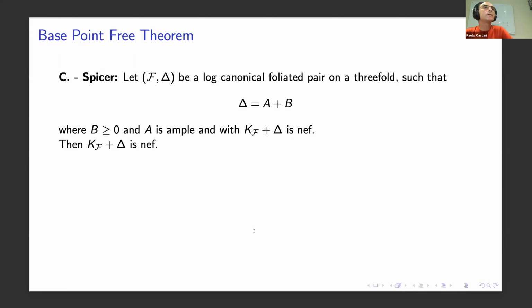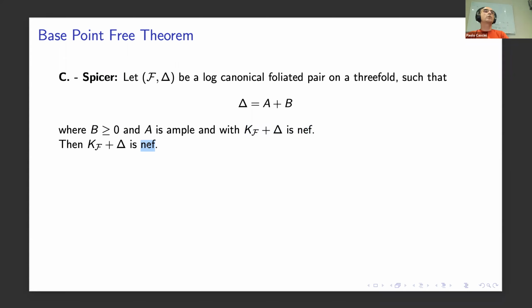Okay, a few other results in this direction. With Spicer, both in rank 1 and rank 2, we proved some version of the base point free theorem. What does it mean? Here I really need to work with pairs. I cannot take delta equal to 0. Why? Because I'm assuming it's log canonical, but like in Kawamata's base point free theorem, we assume that delta is equal to A plus B, where A is ample and B is effective. And of course, we need to assume that K_F plus delta is nef. Then the theorem says that K_F plus delta is semi-ample. I guess everyone knows that it's nef, if you assume it's nef.